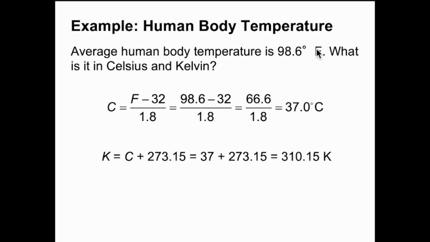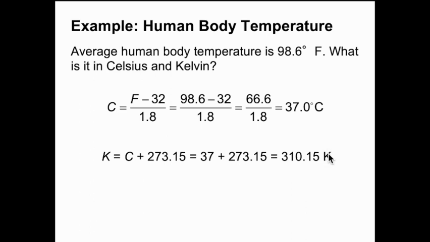Now, if you want to go from Fahrenheit to Kelvin, we have to make an extra step. We already have the Celsius, so then we can just take this and plug it into our Kelvin formula. So I'm going to take 37 and plug it in for Celsius. And our Kelvin equation is when you take your Celsius and you add it to 273.15. So all I have to do is take 37 and add it to 273.15, and we get 310.15 Kelvin. Notice there's no degree sign, it's just K.